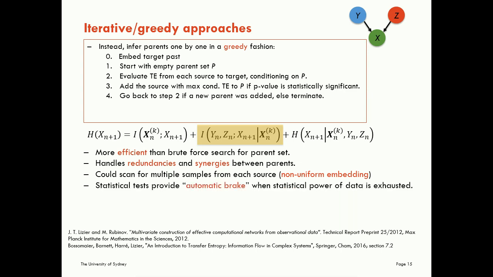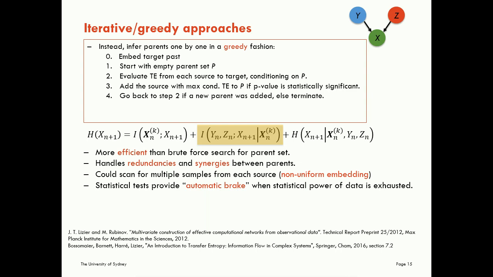We need to understand also that our statistical tests here at step 3 provide an automatic break for us when the statistical power of the data is exhausted. So if we don't have many time series samples, we may not be able to reliably infer the whole set of parents for X. Our statistical tests will make sure that we don't overstep that mark. They'll make sure that we can only infer as much as we have power for in the data that we have. And that's really nice.